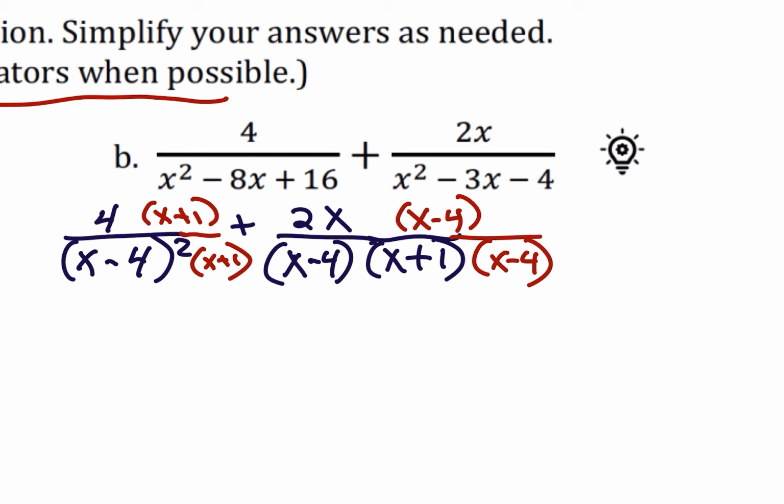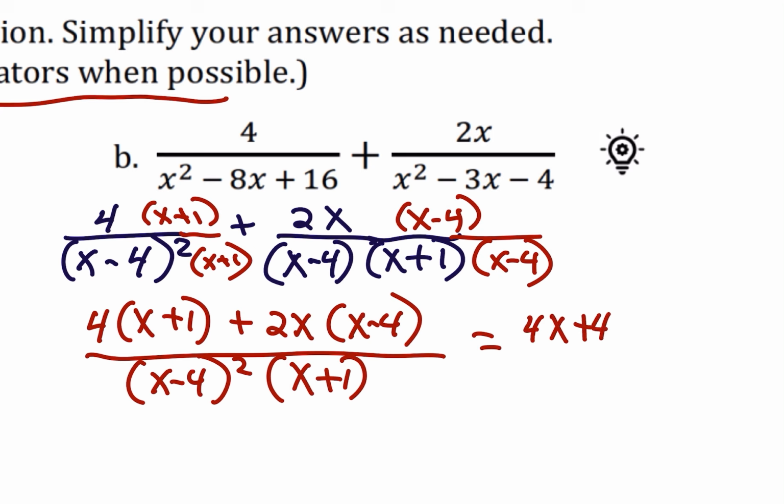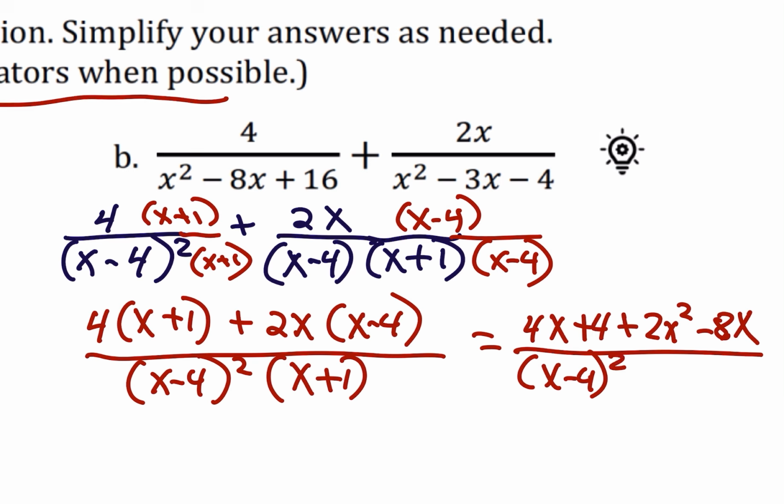So now I have common denominators. So they both are the same, and I can just add right across now. So I have 4 times the quantity x plus 1 plus 2x times the quantity x minus 4 all over x minus 4, the quantity squared, times x plus 1. All right, great. So now let's distribute. We have 4x plus 4 plus 2x squared minus 8x. Okay, and that is all still over our common denominator of x minus 4, the quantity squared, times x plus 1.